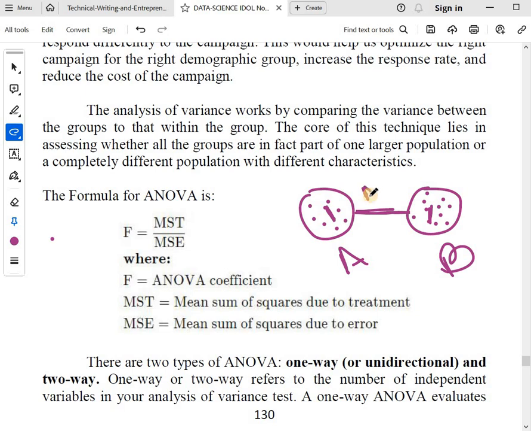Between the group मतलब group A and group B के बीच का variance मुझे compare करना है. किससे compare करना है? Within the group के variance से. I hope you have understood between the group and within the group. Yes, the concepts are clear, guys.